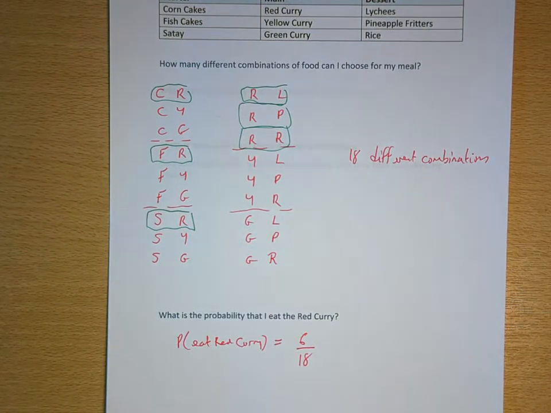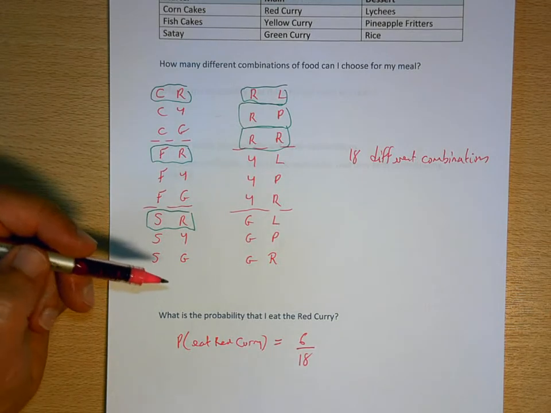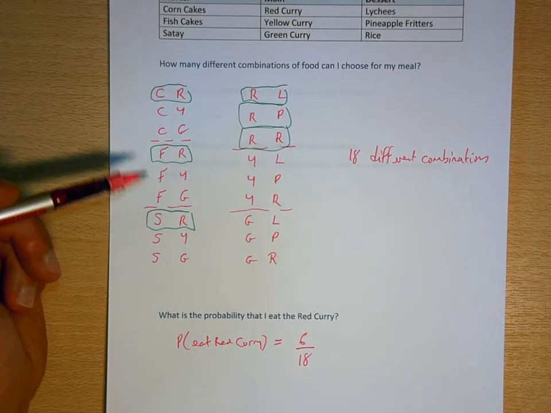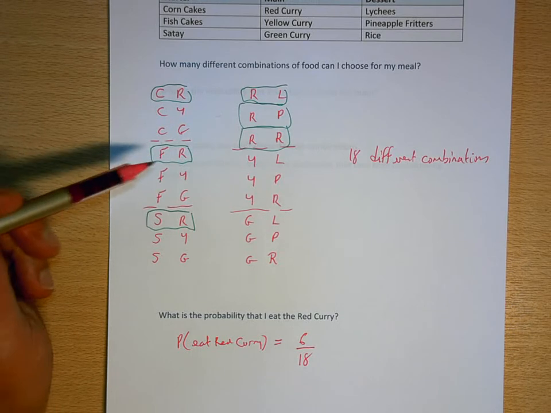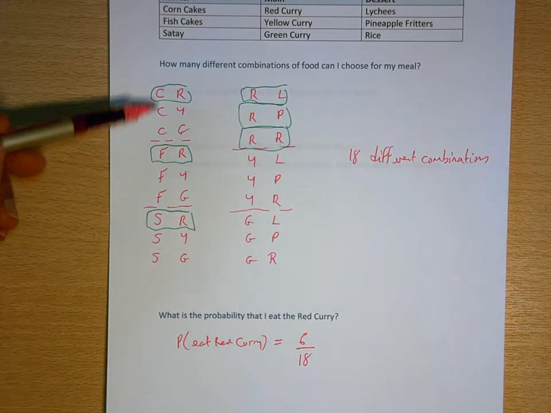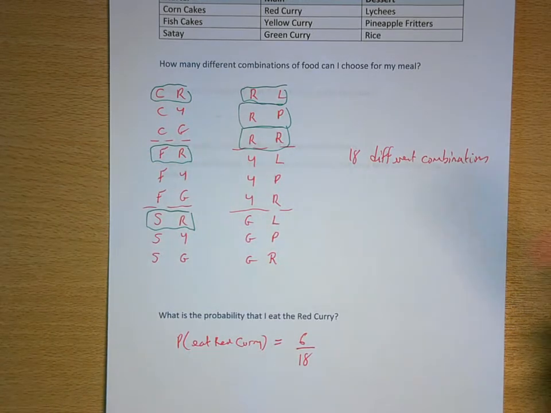So questions like this, which come up in the first half of the intermediate tier paper, are really easy marks so long as you're organised in how you list your outcomes.